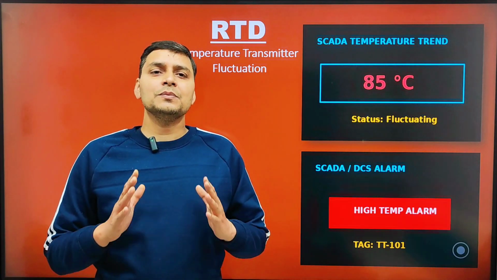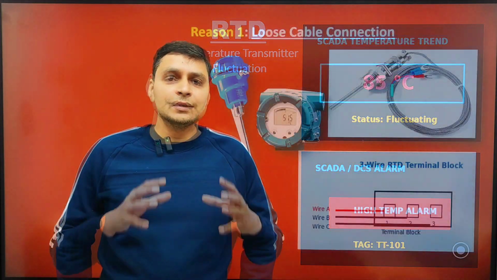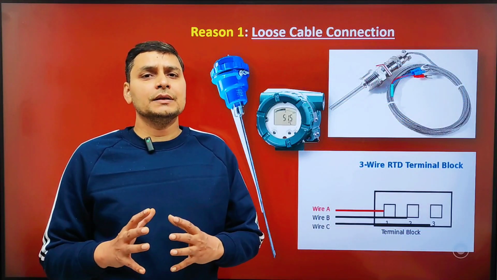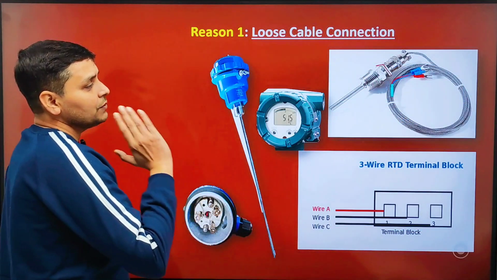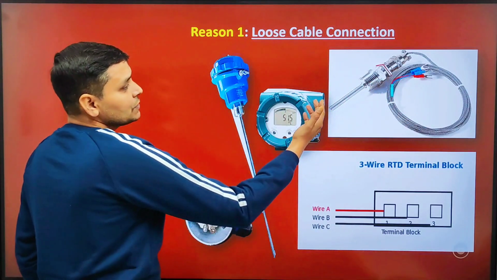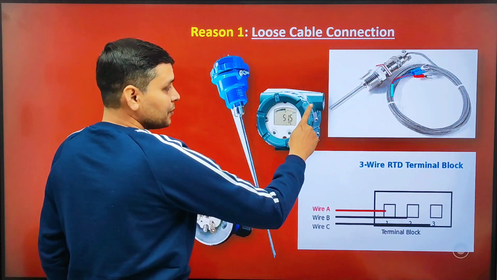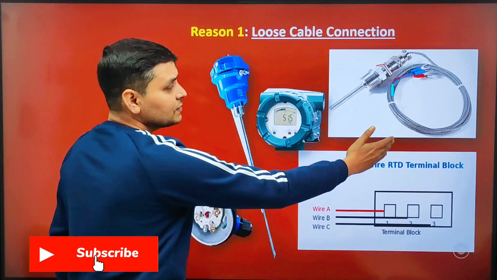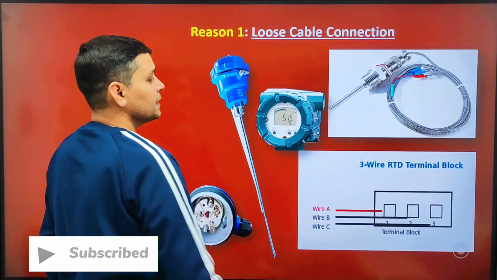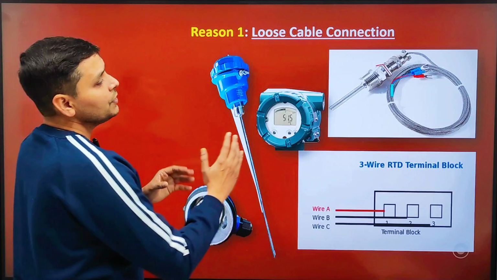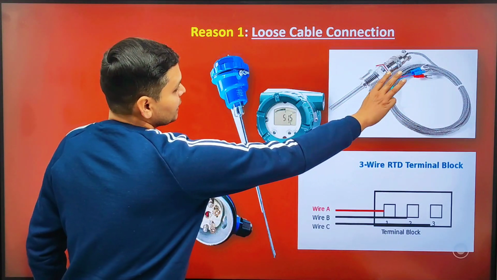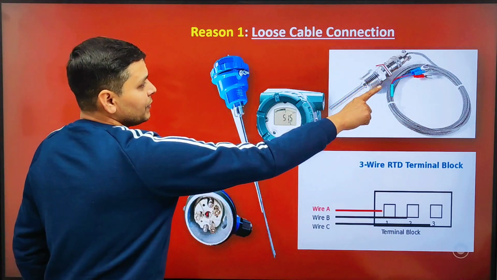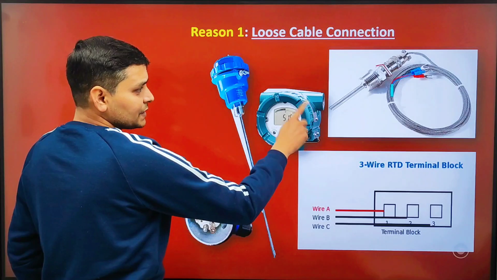So today we will discuss this problem in detail. The first reason is loose wire connection. Look friends, if we use an RTD with a temperature transmitter, RTD connections will be done at the temperature transmitter and temperature transmitter connections will be done at the PLC, DCS or some other controller side. Usually we use a 3-wire RTD. So 3 connections will be there. We will connect 3 connections at the transmitter side.